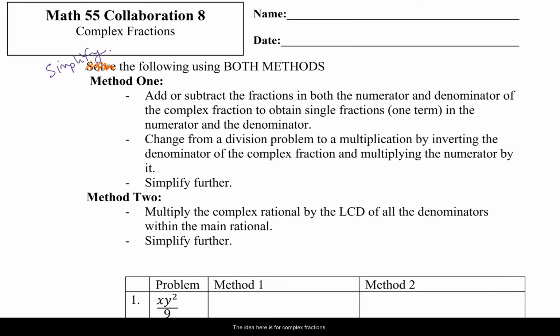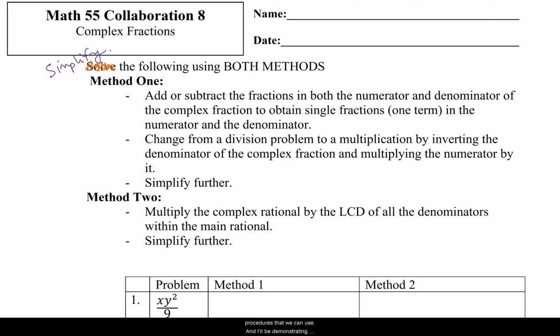The idea here is for complex fractions, we have steps that we can follow, mathematical procedures. Some may call them algorithms that help us to simplify problems. And you'll find that there are multiple ways to approach a problem. Here for complex fractions, we have two methods that summarize these procedures that we can use.